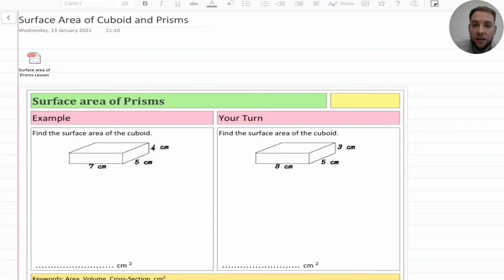So today's lesson is on the surface area of cuboids and prisms. Most of the time we've been dealing with volume, which is the space inside the shape. Let's think about an Amazon parcel coming. The volume would be the amount of little plastic things which are in your Amazon parcel.